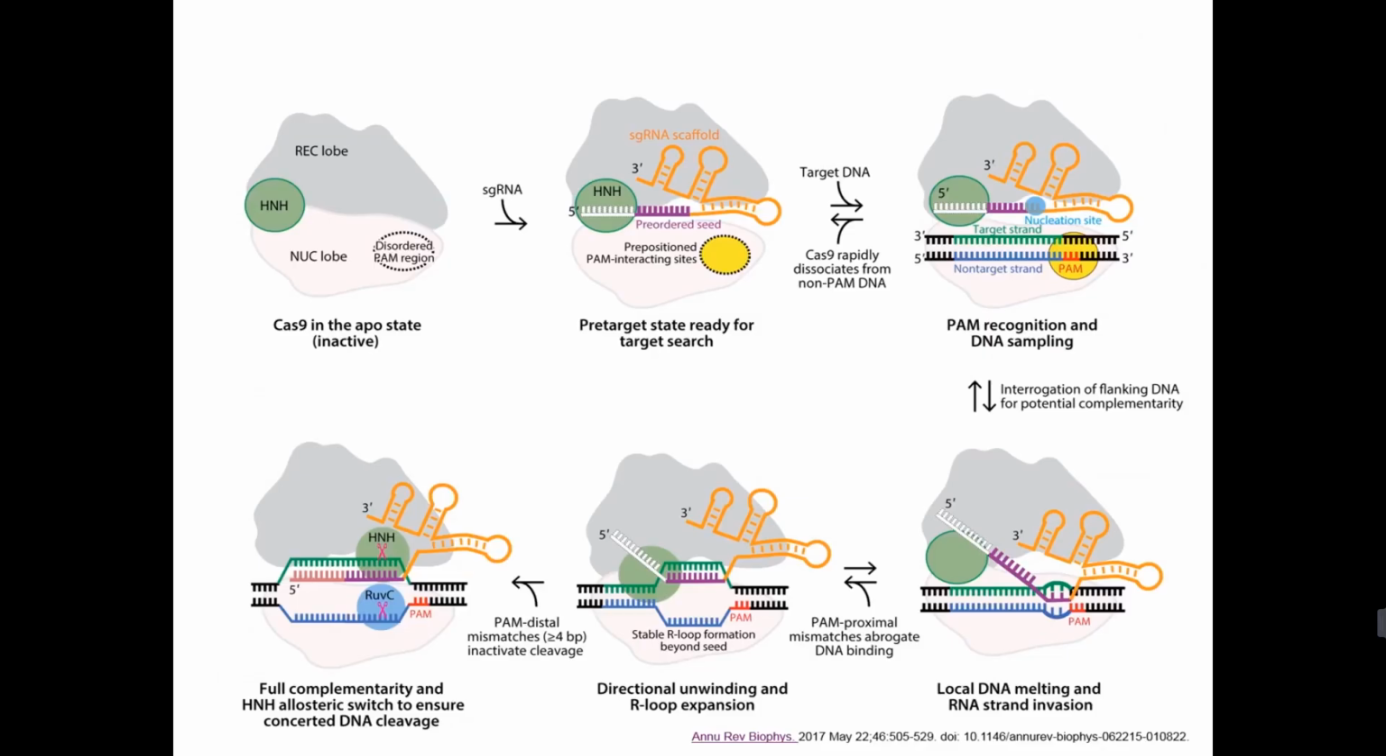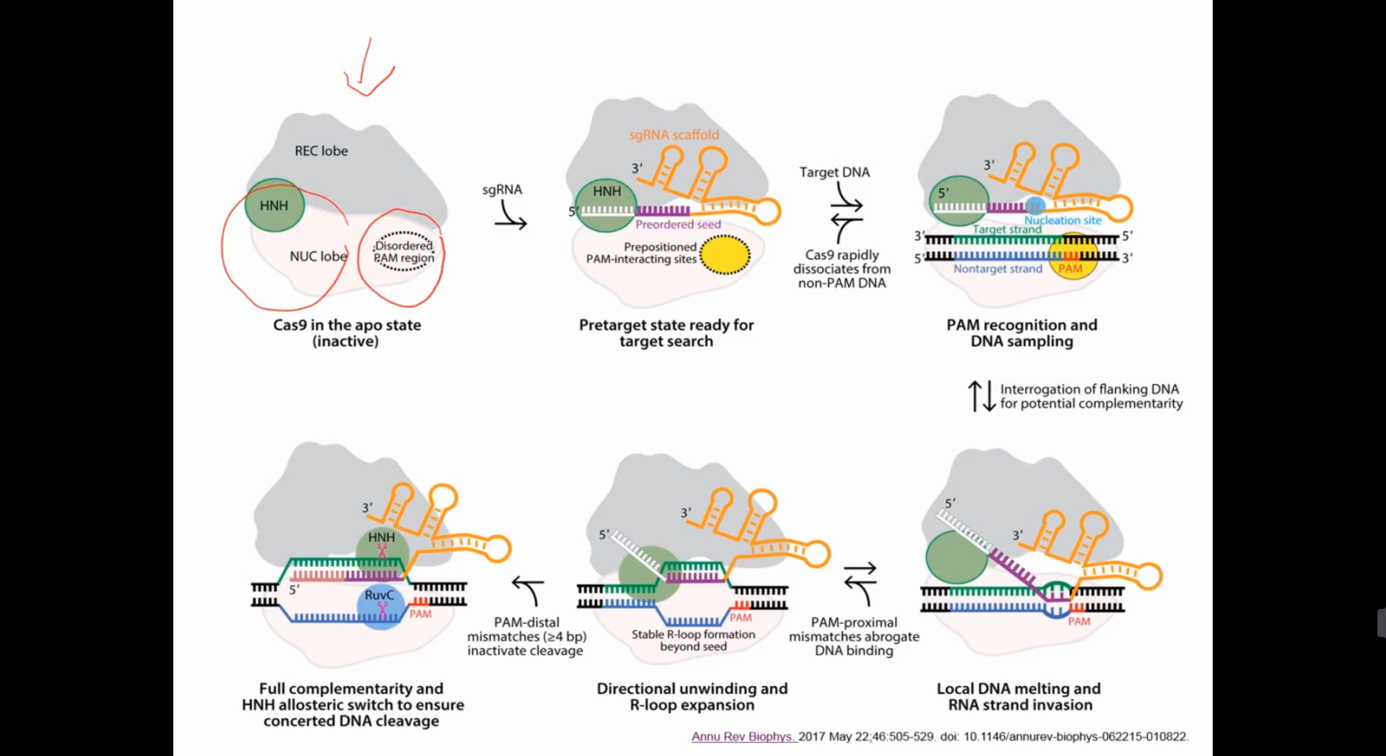So just to put this all together in blob form, we basically start over here with the APO state. The APO state is inactive because the HNH is not in its proper conformation. The HNH is also blocking the RuvC domain. So that's all over here. And then the PAM recognition region is disordered, so that can't even occur.